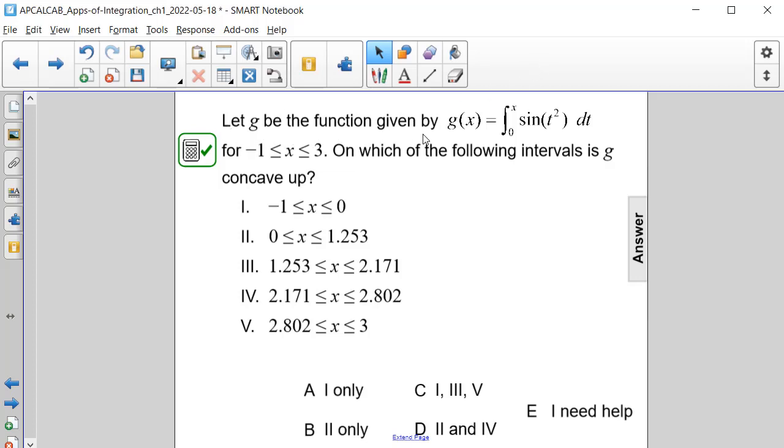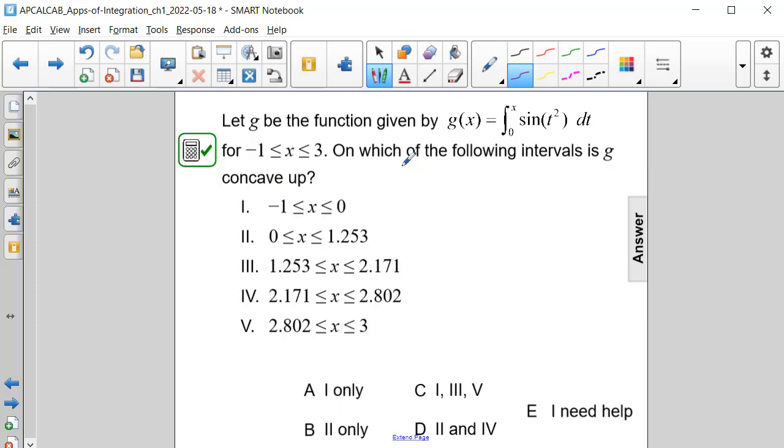Let g be the function given by g of x is equal to the integral from 0 to x of sine of t squared dt for x values between -1 and 3, including our endpoints. On which of the following intervals is g considered to be concave up?